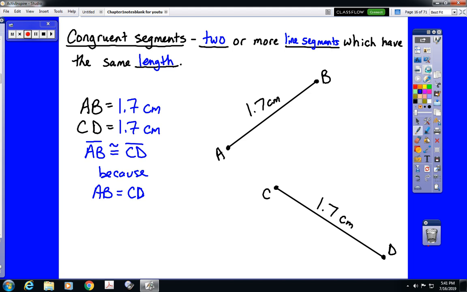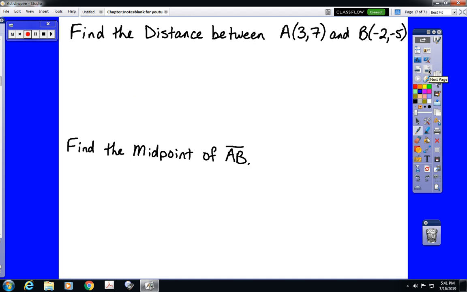Alright, so that means we have to be able to find length on the coordinate plane. So while we're at it, we are actually going to not only do distance, but we'll also talk about midpoint. Okay? So it says find the distance between A, which is located at 3, 7, and B, which is located at -2, -5. Okay, so to do that, we are going to use what is called the distance formula.